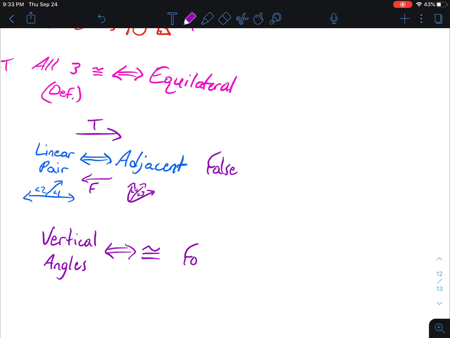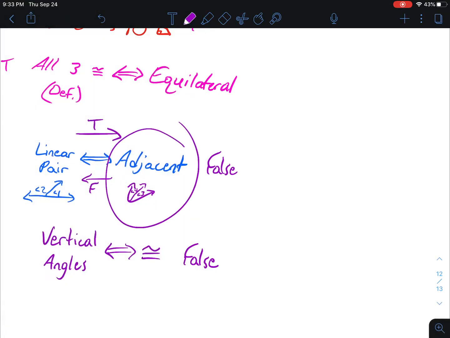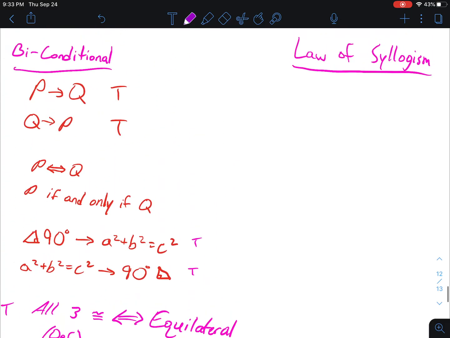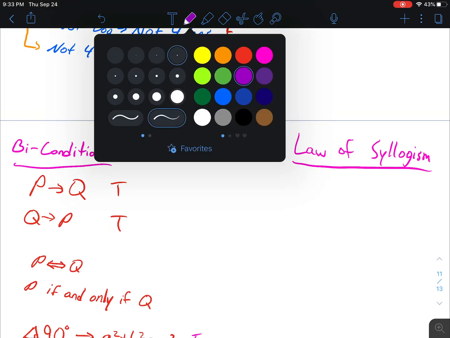So this is another example of a false biconditional, okay? Biconditionals only work if they work in both directions. And that goes with our earlier examples: if you're proving something false, you can think of a counterexample. That's what we did right here when talking about adjacent. Think of whether you can come up with a counterexample, and that's how you would know if it was false. All right, second part of this video, we're talking about the law of syllogism.